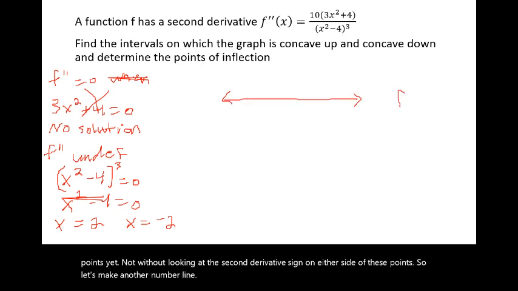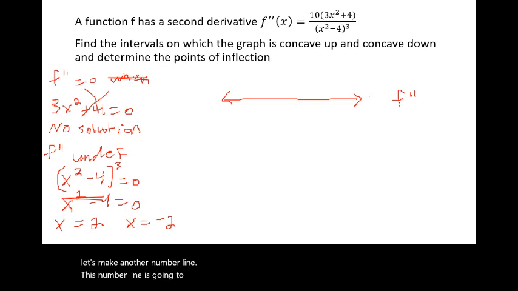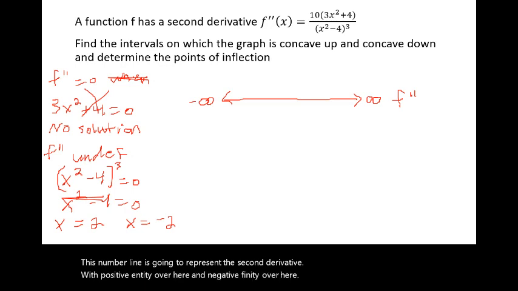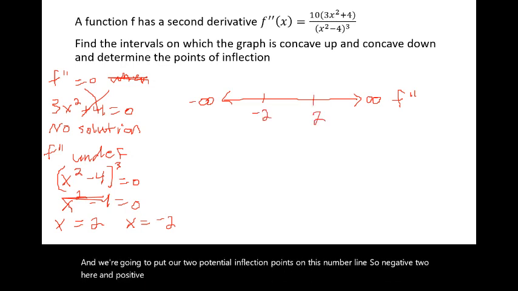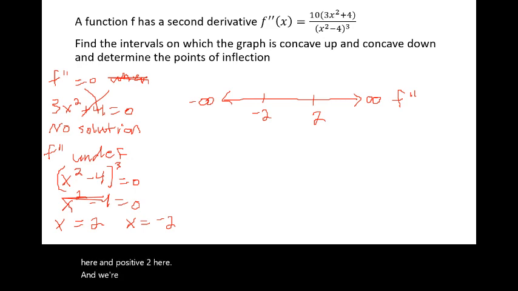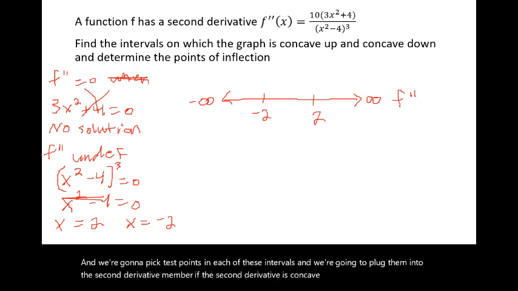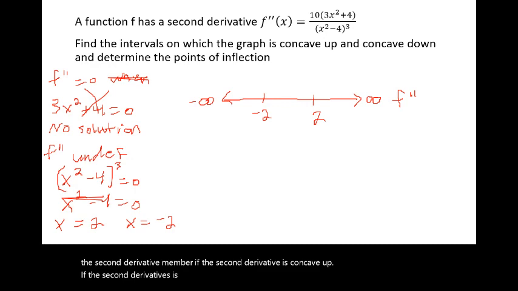So let's make another number line. This number line is going to represent the second derivative with positive infinity over here and negative infinity over here. And we're going to put our two potential inflection points on this number line, so negative 2 here and positive 2 here. And we're going to pick test points in each of these intervals, and we're going to plug them into the second derivative. Remember, if the second derivative is positive, it is concave up. If the second derivative is negative, it is concave down.